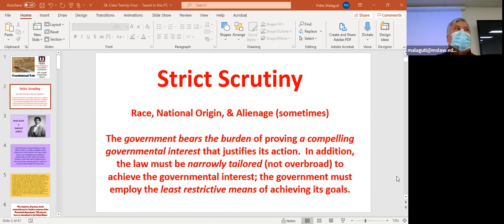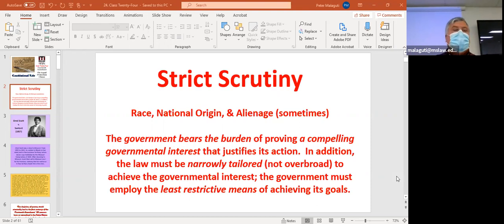Know that with intermediate scrutiny, the government still bears the burden of proof. But this time they don't have to show a compelling interest. They instead have to show an important interest. And they don't have to show fully that the government used the least restrictive means, but they have to show a substantial relationship between the goal sought to be achieved and the means that are used to achieve it.